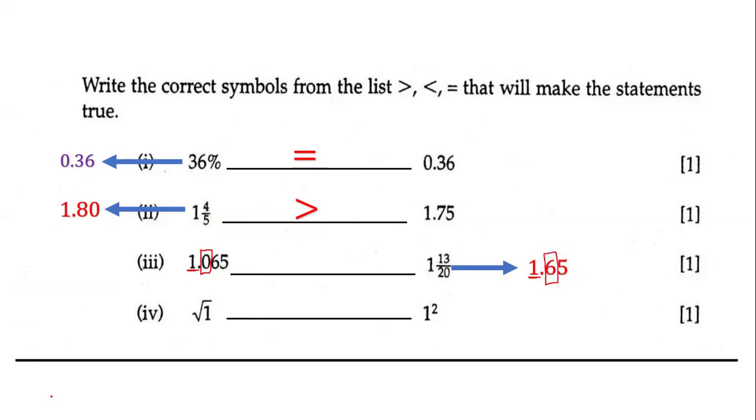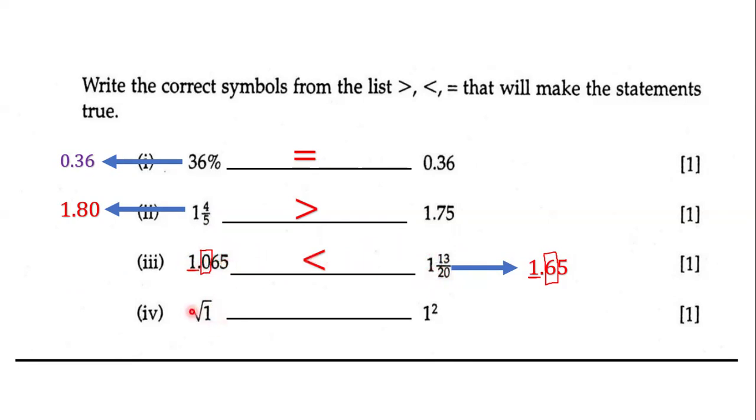Definitely 6 is greater than 0, and so that means that this decimal is greater than this decimal, and consequently, this mixed number is greater than this decimal, okay? And so the symbol we have here is greater than. So we have 1 and 13/20. This mixed number, 1 and 13/20, is definitely greater than this decimal.